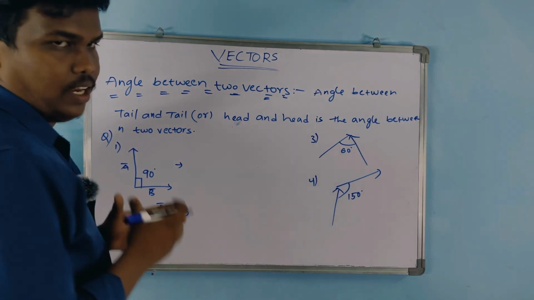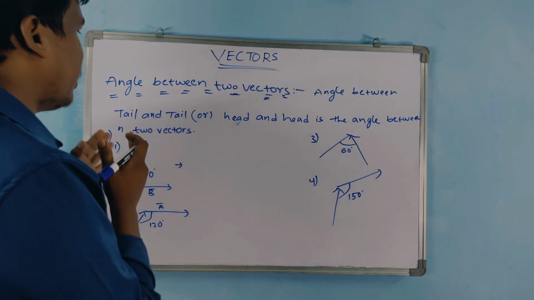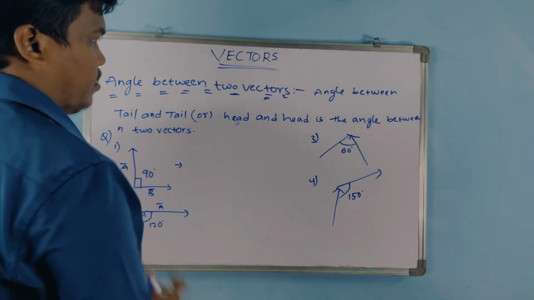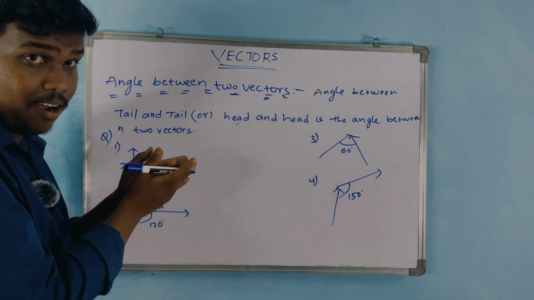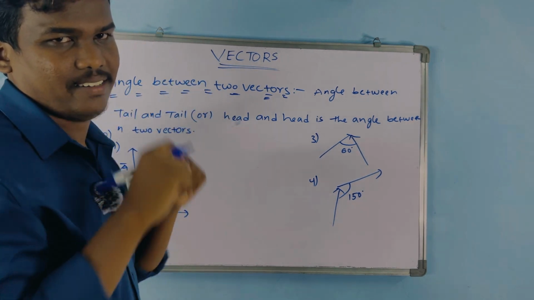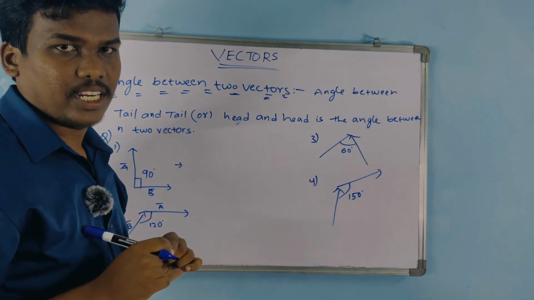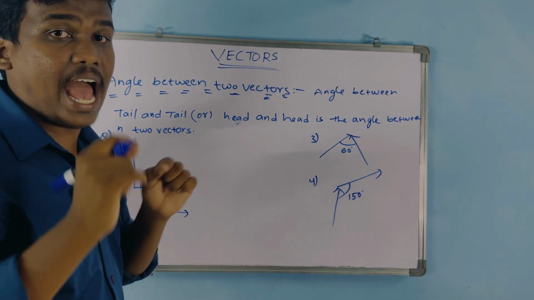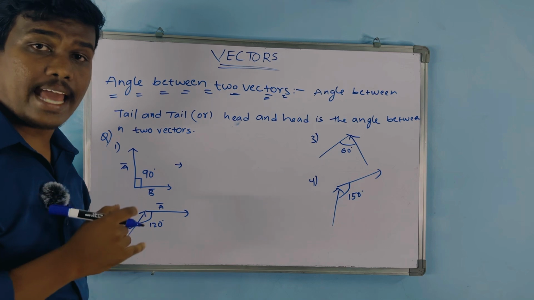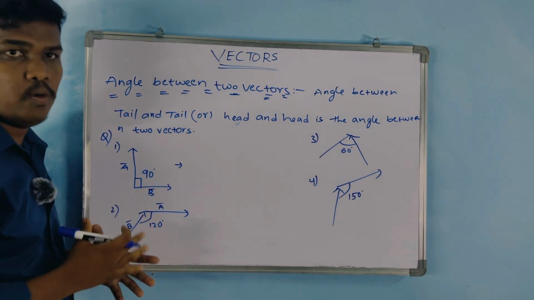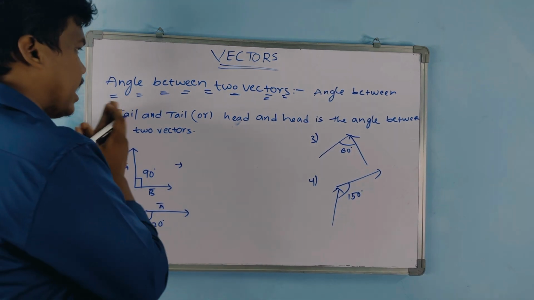Now we are going to learn about the angle between two vectors. What is the angle between two vectors? The angle between two vectors is the angle between tail and tail, or the angle between head and head. You should not calculate the angle between a head and a tail. It is not the angle between two vectors. The angle between two vectors means the angle between tail and tail, or the angle between head and head. Now let us see some examples for this type of issues, that is angle between two vectors.